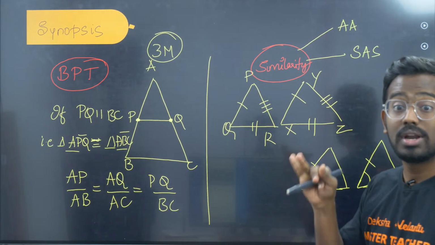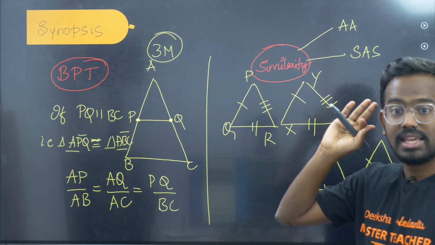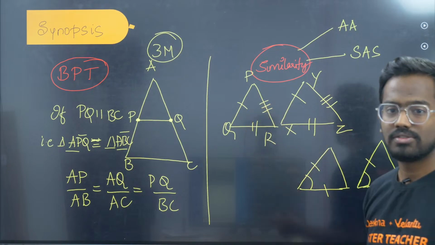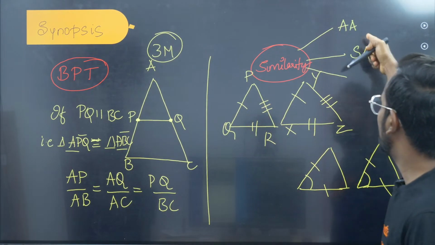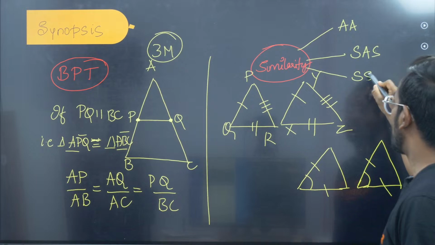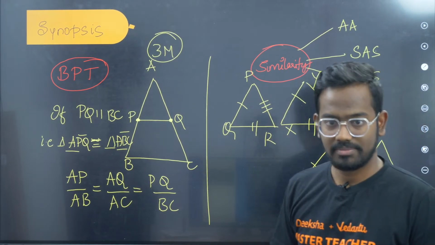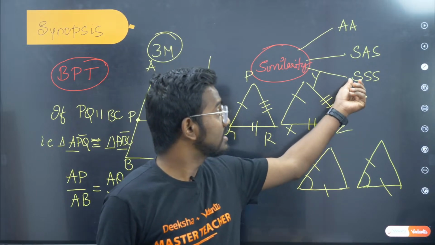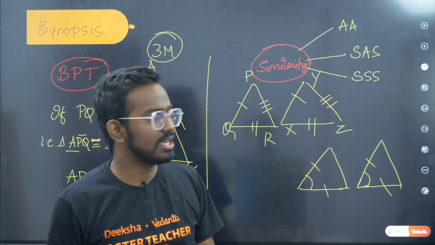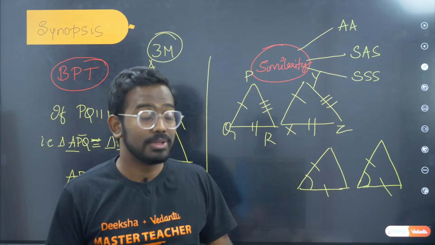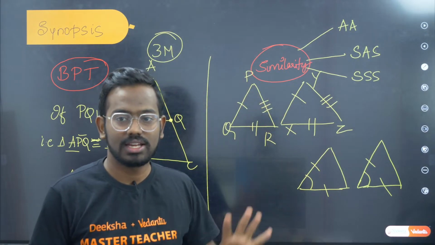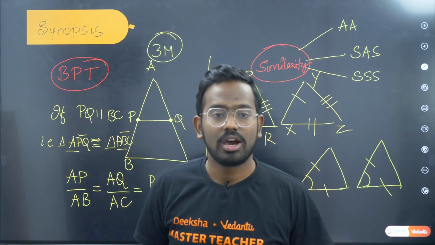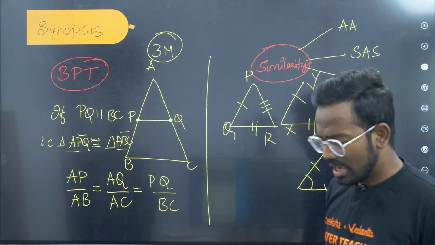See, for congruence you want AAA, SAS, ASA and SSS. For similarity there are three: AA, SAS and SSS. If all three sides are proportional, then you can say these two triangles are similar. Hope this is clear. So this is a short summary of your BPT theorem and similarity theorem.